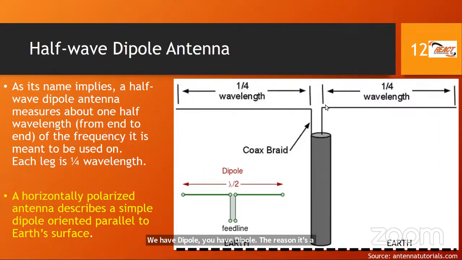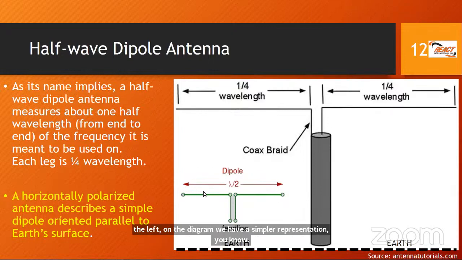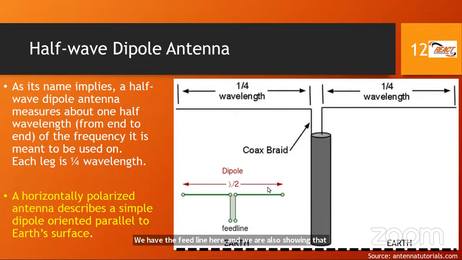But when you're constructing it, you cannot make this length half wave and this other length half wave. Then you'll have a full wave antenna. What you're trying to get is a half wave, short, resonant, it works. And again, half wave dipole antenna is what we have drawn here. On the left, on the diagram, we have a simpler representation. You have the feed line here. And we are also showing that from end to end, it is half wave.